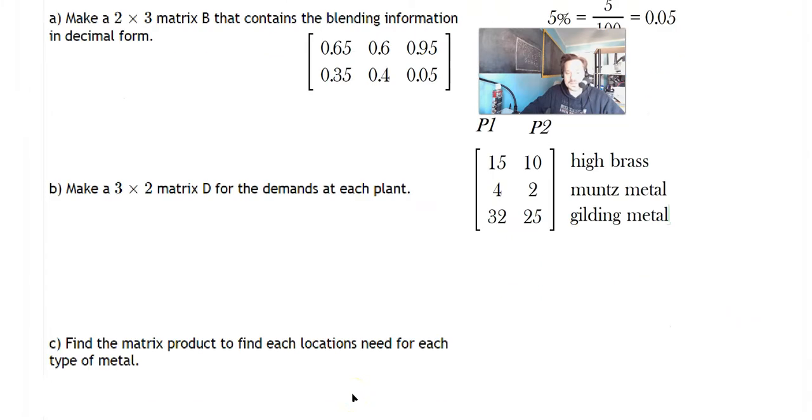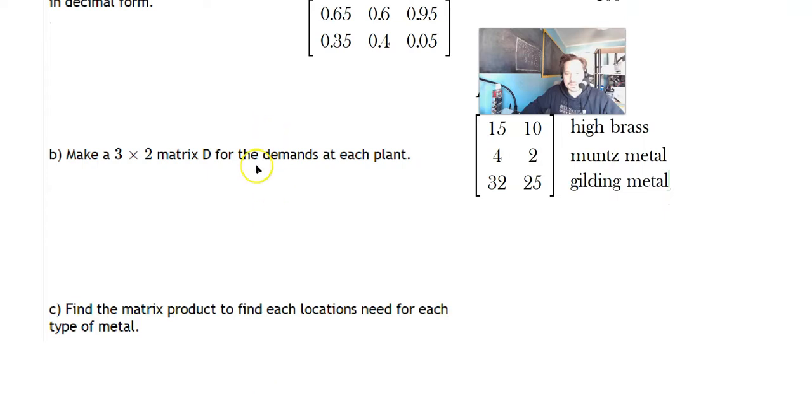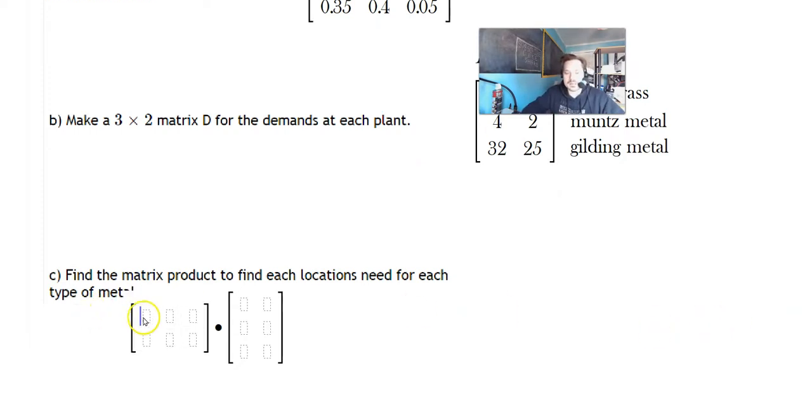It says, find the matrix product to find each location's need for each type of metal. So you're going to take the original one, which is 3 by 2, and multiply it by the one above, which is 2 by 3. You multiply the matrices together, and they are compatible because the one on the left has 3 columns and the one on the right has 3 rows. So you multiply this by this, add this multiplied by this, and then add this multiplied by this. It's going to work out for multiplication purposes.